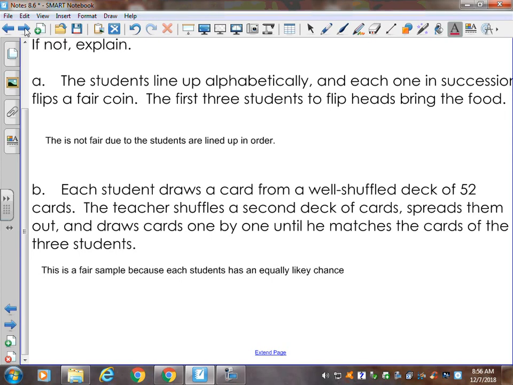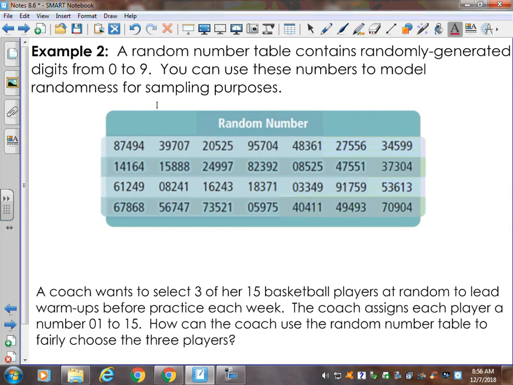All right, so you've got to make sure that every student could have a chance of being chosen first, and that alphabetical didn't do that, because whoever comes alphabetically first has a much greater chance than who comes last in the alphabet. All right, random number table.